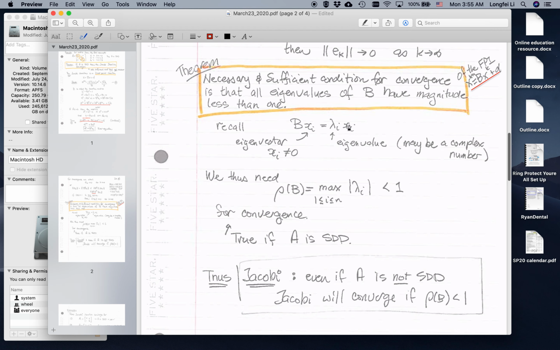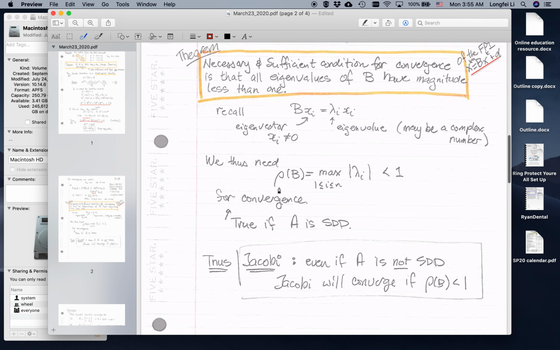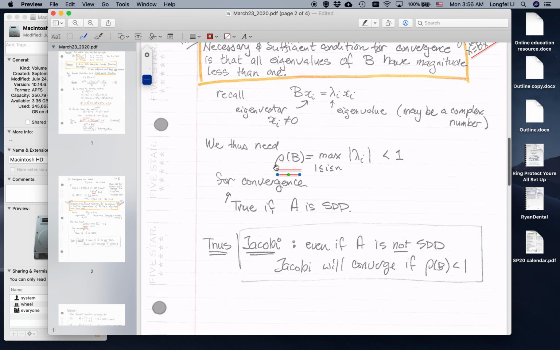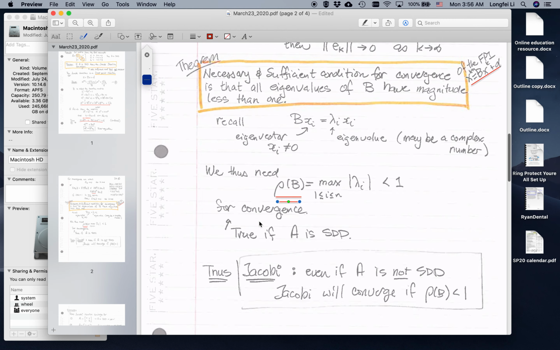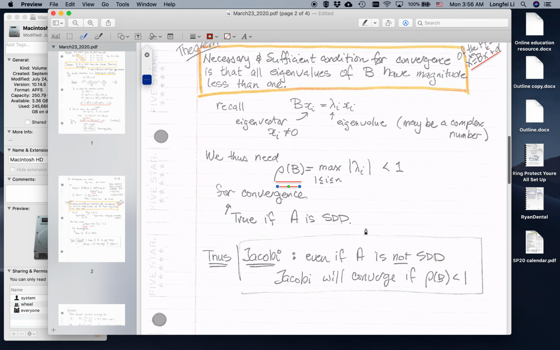Because we want all the eigenvalues of B to be less than 1, it's the same as requiring the largest of the eigenvalues to be less than 1, right? So we define the spectral radius of a matrix this way, as the maximum of the absolute value of all the eigenvalues. If we require the spectral radius of the matrix to be less than 1, then we will have the convergence of this fixed point iteration method.